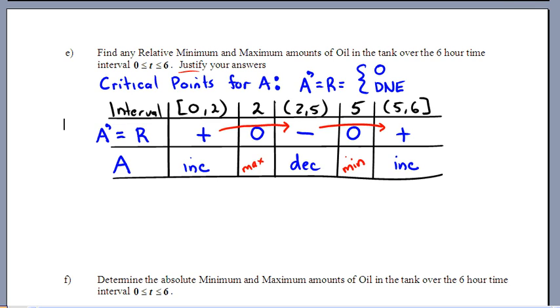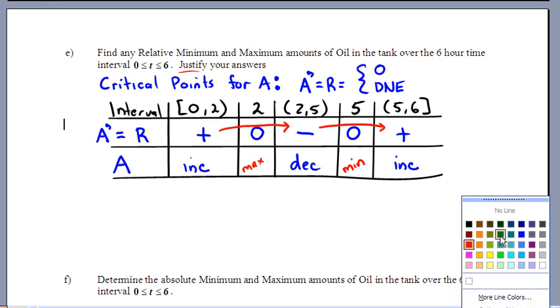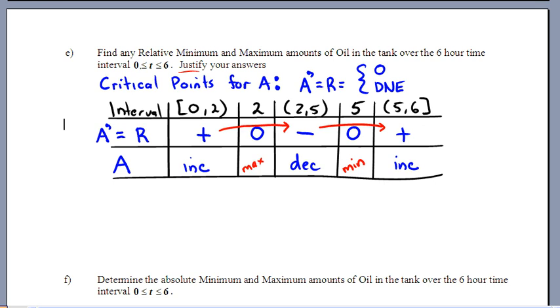And that's basically our plan, right? I know I've got a local max at 2, and if people say justify it, well, the derivative, otherwise known as rate, switched from positive to negative there at 2. Now, I should maybe consider the endpoints as well, because it does have these equalities there for time 0 and for time 6. So I might want to spend a moment and actually calculate some of these amounts. How much oil is there at time 0? How much oil is there at time 2? How much oil is there at time 5? And how much oil is there at time 6?